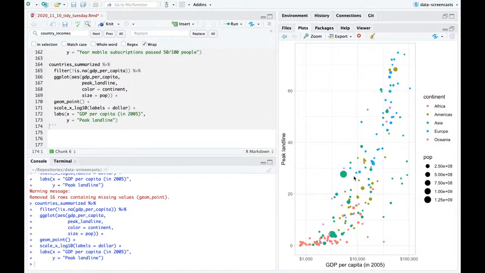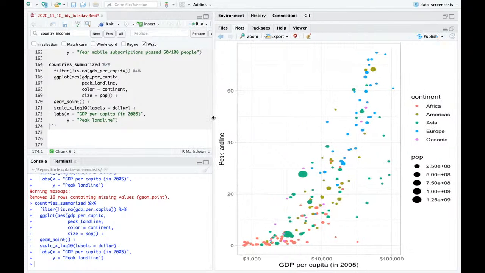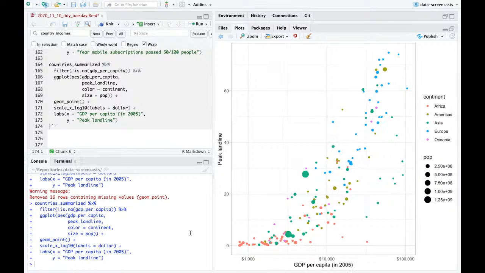And it kind of looks like income drives a lot, but it's not just income. Even as of 2005, richer African nations didn't peak very high in terms of landline. These are two richer African countries compared to, say, European countries. So there could be something to it beyond wealth. So what are those African countries? Let's take a quick look.